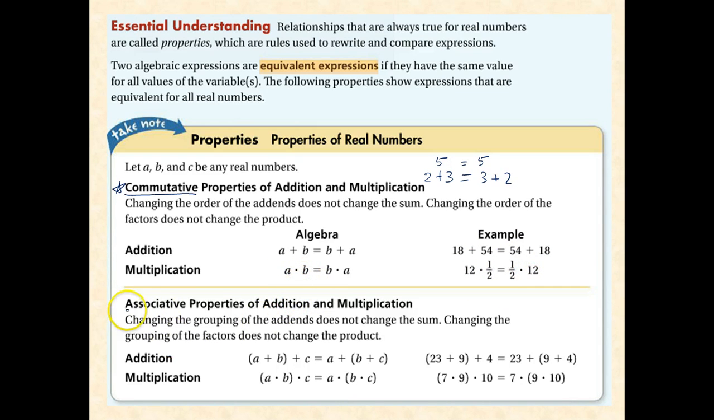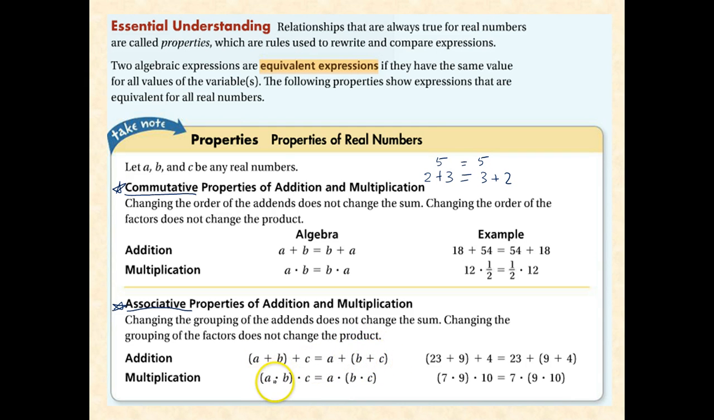Then we've got associative properties. Associative properties is grouping. It doesn't matter if we do A plus B and then add C, or if we do B plus C first and then add A. We're adding all the same three things. It doesn't matter which ones we group together.